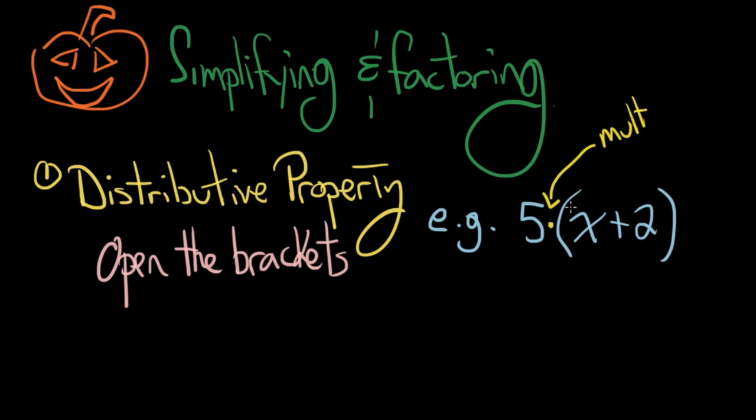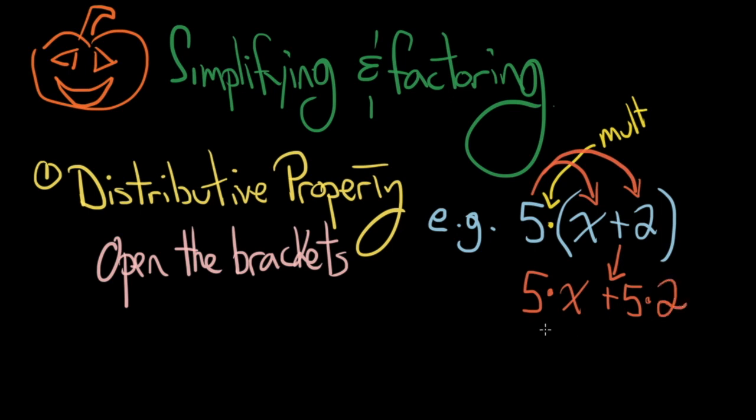And basically all you need to go and do now is multiply each thing in the brackets by the thing outside the brackets. So what you end up getting here is 5, I'm going to go really slow, 5 times x plus, because that's a plus sign, right? 5 times 2. And that gives you 5x plus 10. Boom. Now you can't combine 5x plus 10 because those two terms are not similar or like. So that's distributing.